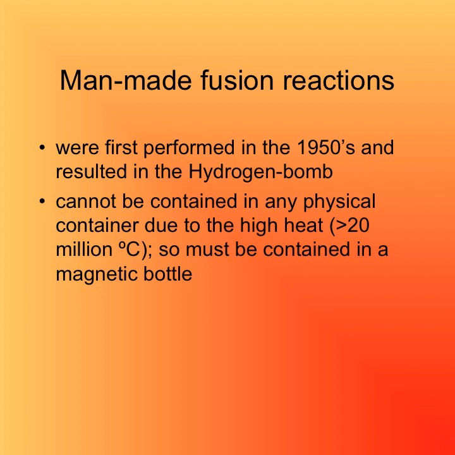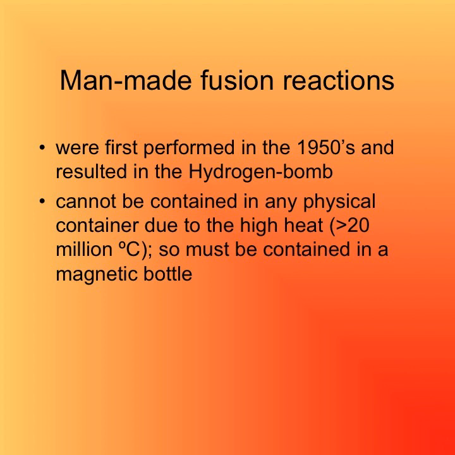Man can perform fusion reactions. It's just very difficult for us to do because the temperatures are so high. But they were first performed in the 1950s and ended up resulting in what's known as the hydrogen bomb, the H-bomb. Because the temperatures are a little bit greater than 20 million degrees Celsius, we don't really have a physical container that can hold a fusion reaction. So that's why the H-bomb is considered an uncontrolled fusion reaction.